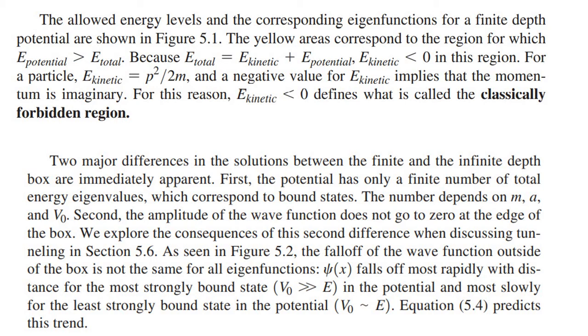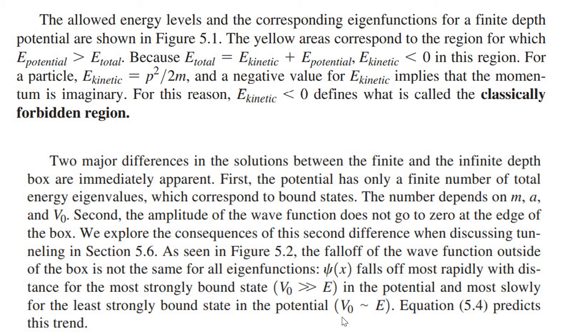If for all the levels the picture were the same, no, it falls off. Of course, the wave function falls off rapidly outside the box, that is in that yellow region. But the fall off rate is not the same for all the states or levels. How? Psi x falls off most rapidly with distance for the most strongly bound state. So strongly bound state means a very low state. So when V0 is much greater than E, that means the particle has very low energy compared to the depth of the box barrier, so at the very lower part of the potential, and most slowly for the least strongly bound state in the potential.